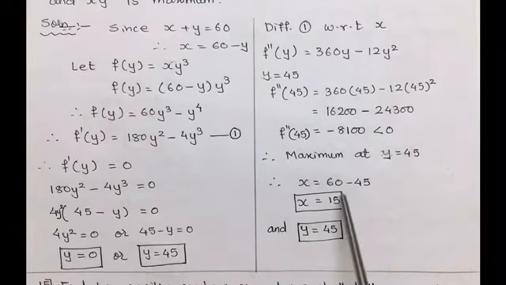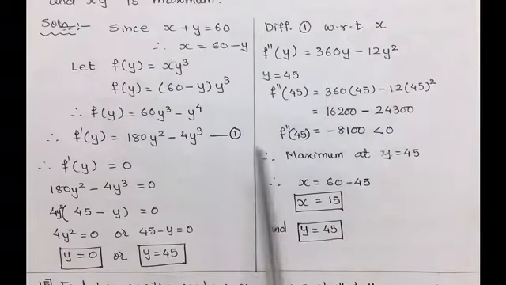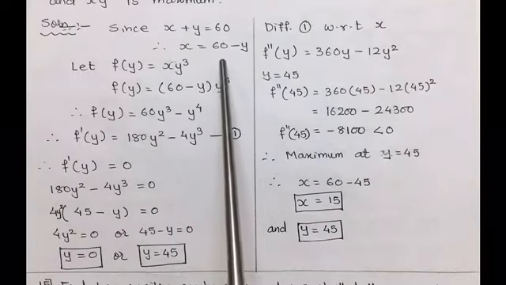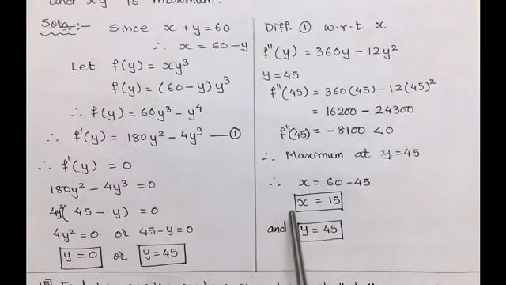So to calculate the value of x, we will substitute y equal to 45 in the statement x equal to 60 minus y. The value of x becomes 15. So the two numbers are x equal to 15 and y equal to 45.